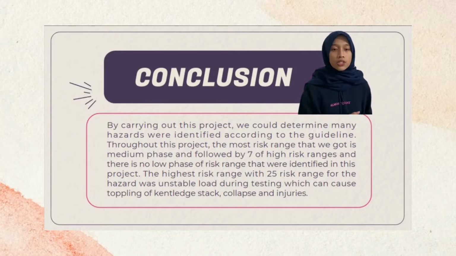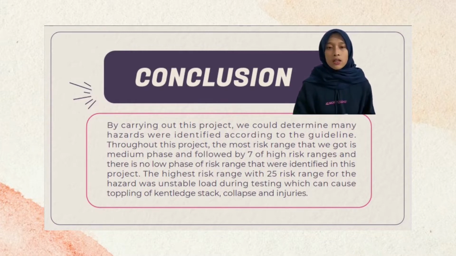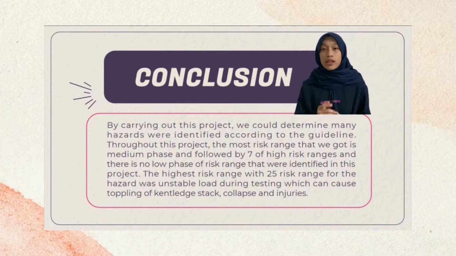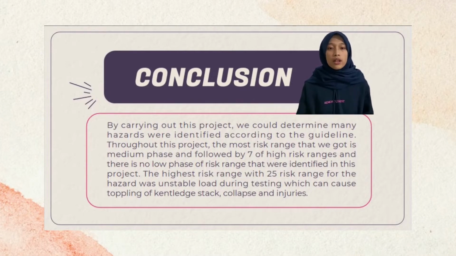So the highest risk range, with 25 of risk range, is the hazard unstable load during testing, which can cause toppling of the cantilever stack, collapse and injuries. However, we realize that the hazards are usually caused by human factors, unanticipated accidents, negligence, and a variety of other factors. Last but not least, the risk assessment helps a lot to control and ensure the safety and health of workers and campus residents while performing works, so that the accidents and the fatalities can be prevented efficiently. Thank you.